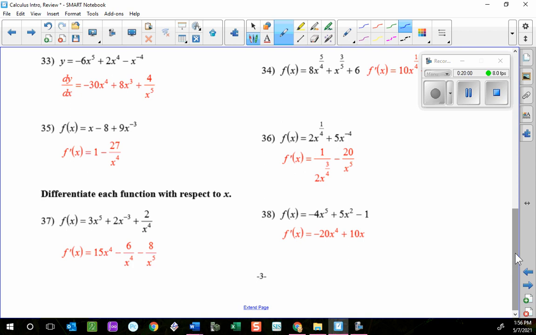Now the book tends to write them back like this. I don't care. You can leave this like I wrote it. It's fine with me.